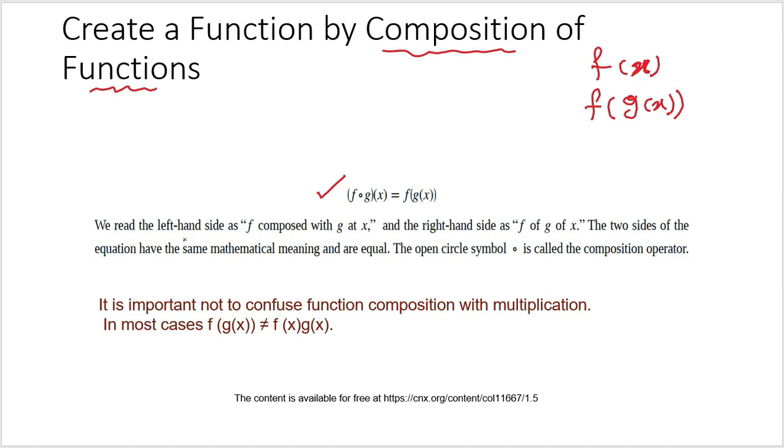We read this from the left side, f composed with g, and on the right side we read f of g of x. So it's important to know that f of g of x is not a multiplication, is not equal to f of x times g of x.